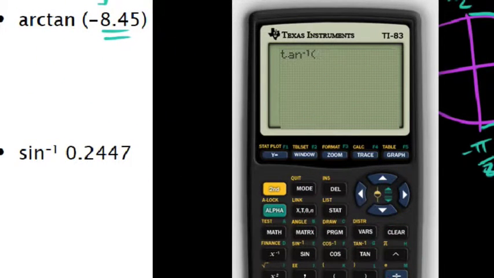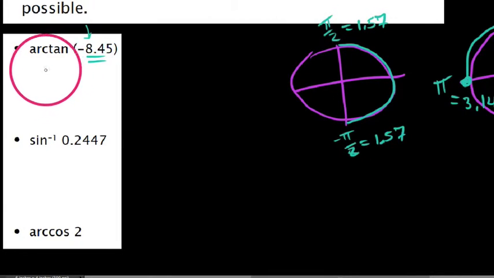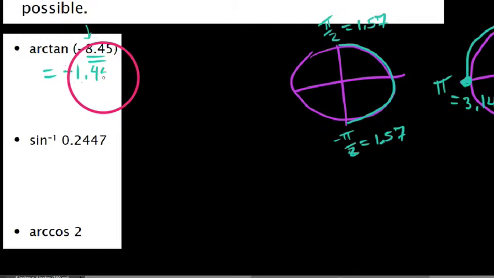We say tan inverse of negative 8.45. You know, maybe we had a triangle where the tangent value was negative 8.45. Then it says, well, then your angle must be negative 1.453. And I'm going to say this is negative 1.453.